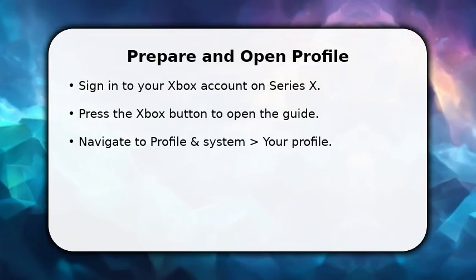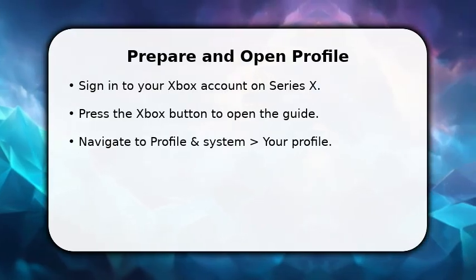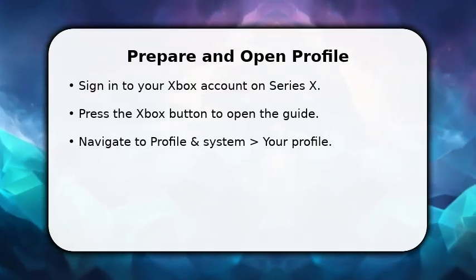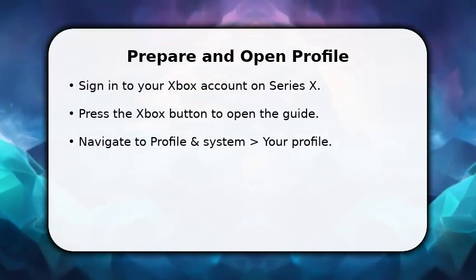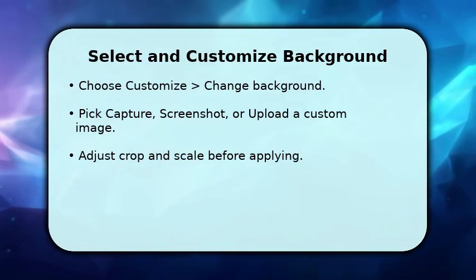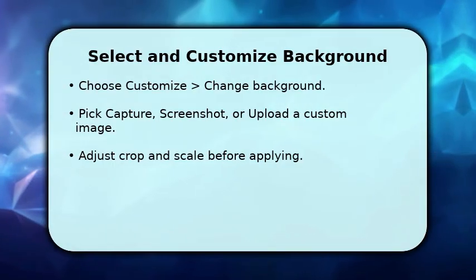Once done, make sure you're using the main dashboard view so options appear correctly. This reduces confusion and speeds the next steps as you access background and theme controls. Now you'll select Customize and then change background to pick where the image comes from. Xbox lets you use captures, screenshots, or a custom USB image.